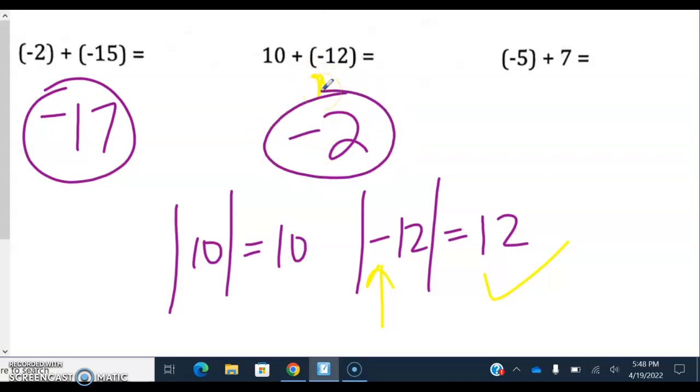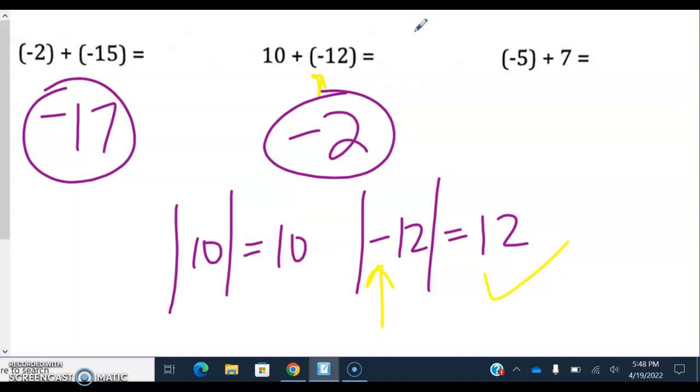Okay? That's like saying you have $10 in your pocket, but something costs $12, so you don't have enough to pay for it. That means you're going to be out $2, or you're going to need to owe somebody $2 if you actually spend that $12 and you need to pay somebody back then.